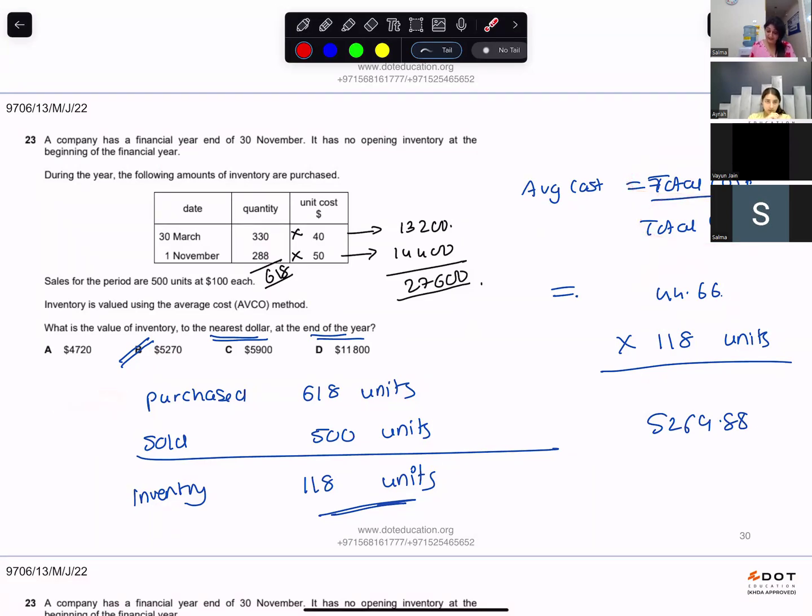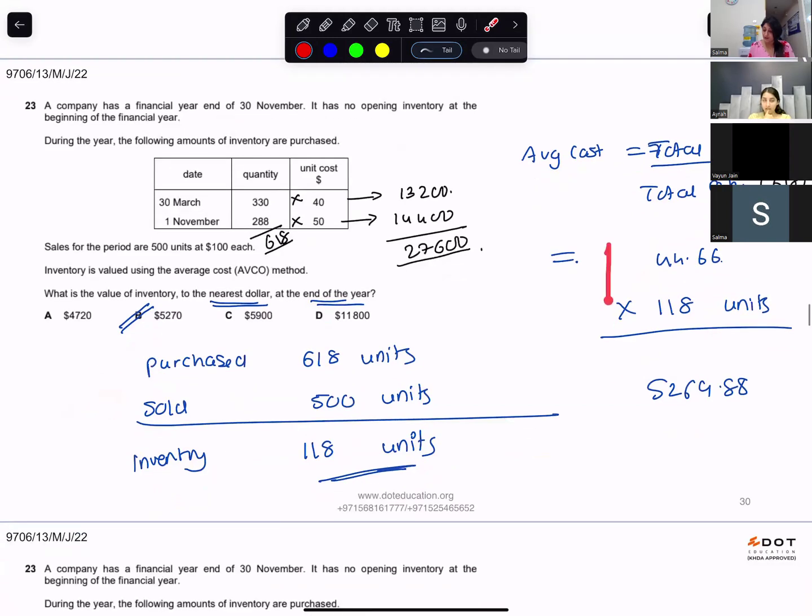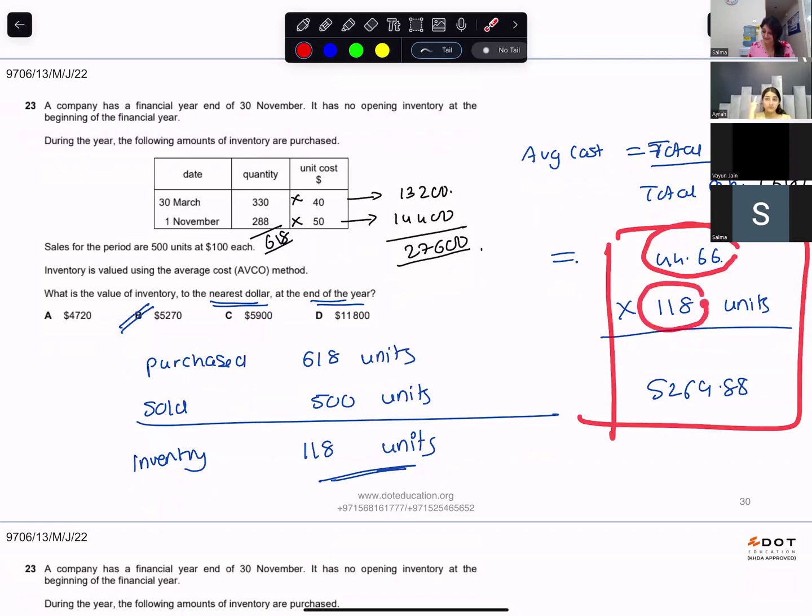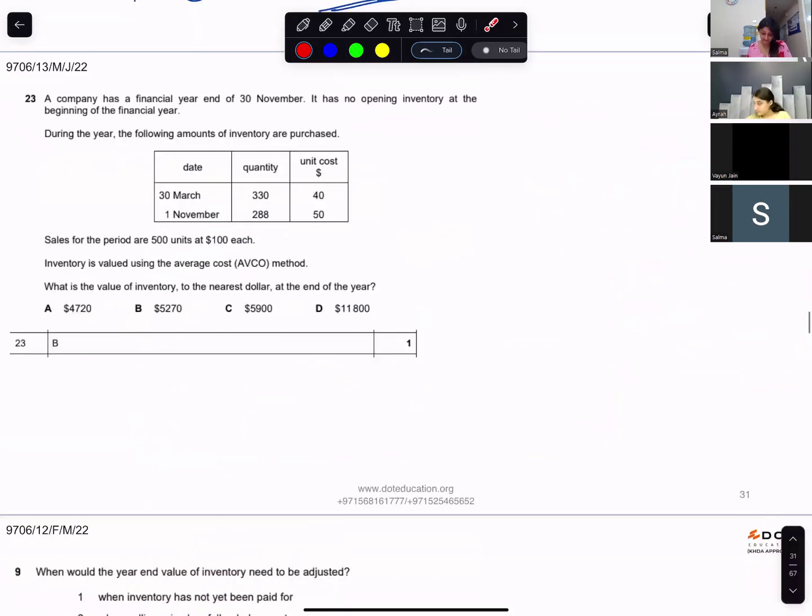618 minus sold is 500 units, so inventory is 118 units. So your cost will be 44.66 per unit. This is your average cost. This is your units of closing inventory. So 5269 is what? The value of closing inventory, but they want it to the nearest dollar. So it would be option B.